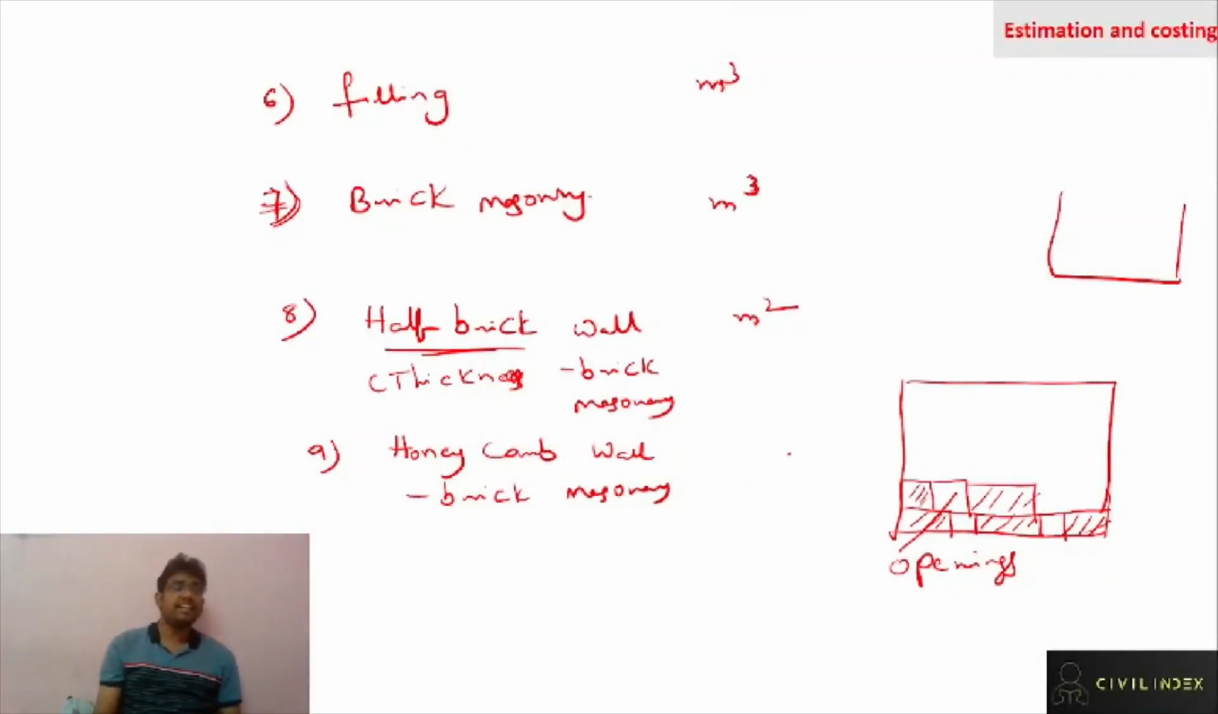So for honeycomb wall in brick masonry, what is the thickness? Can you please say that? Sorry, what is the unit of measurement for honeycomb wall, for which the thickness is only half brick? It is directly meter square. How much is it? Meter square. That's the one.